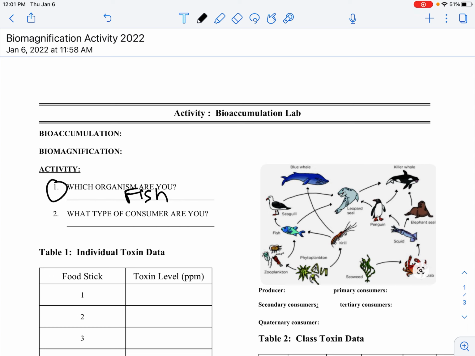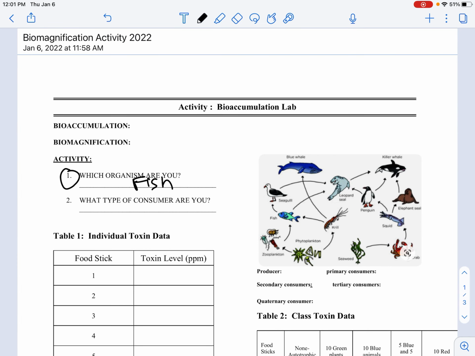Adolfo, what do you eat? Blue, red, green? What type of consumer are you? What color do you eat? Blue and red. If you are blue and red, you're going to be a tertiary. You eat blue and red also? No, I eat green. So you are a primary consumer. And if you're at home watching this, you are a secondary consumer.